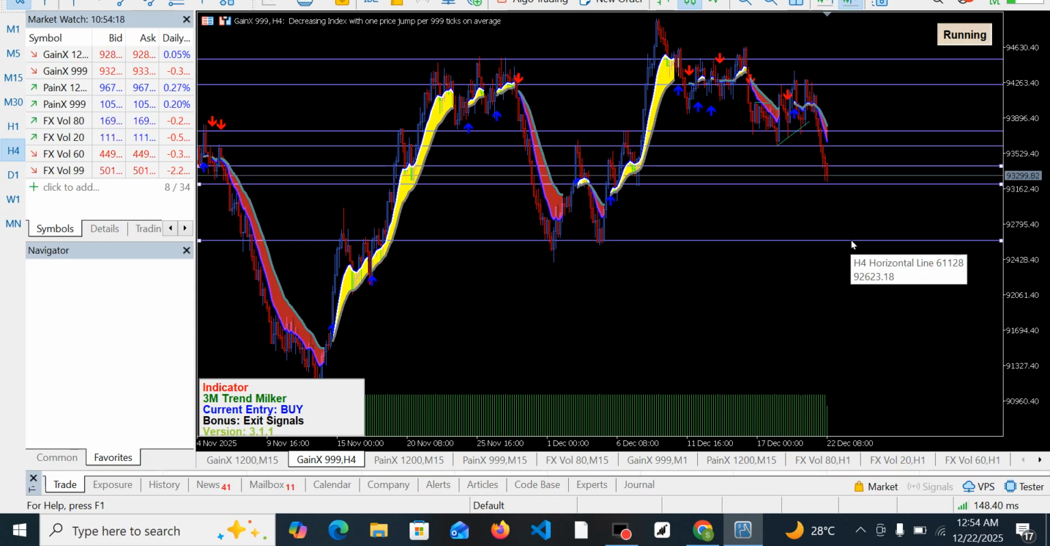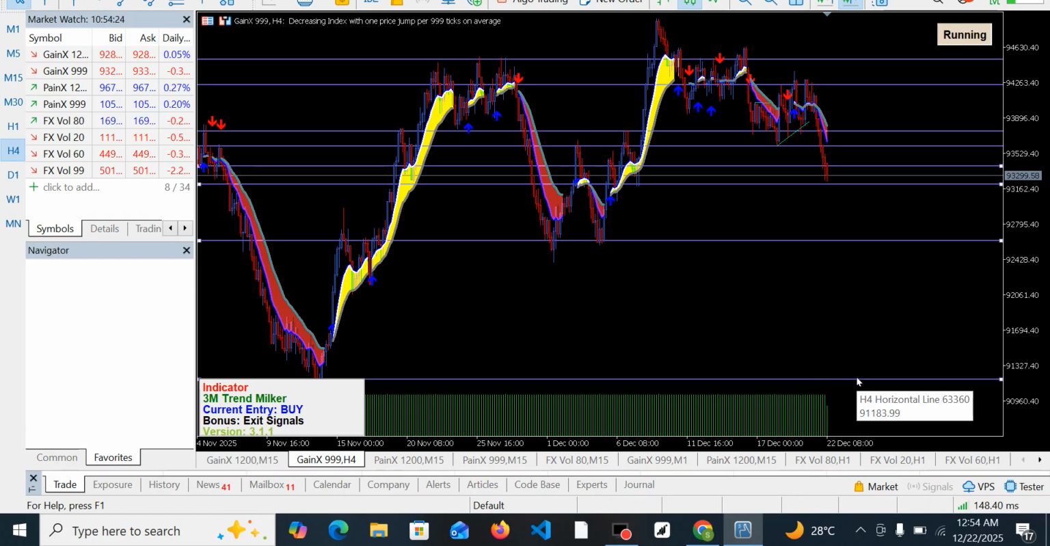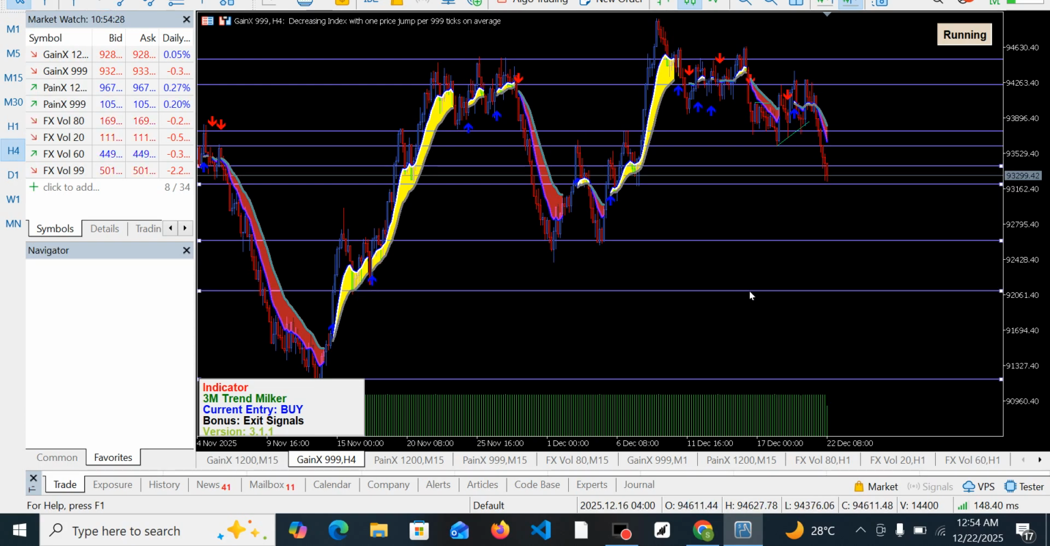And if it should break out from here, then we are in for a good deal. Then we should be looking at this region. But first, it will want to stop at somewhere here and have some pullbacks before reaching here. So that is how you can map out the direction of an asset whenever you are trading. That is the beauty of trend trading strategy.